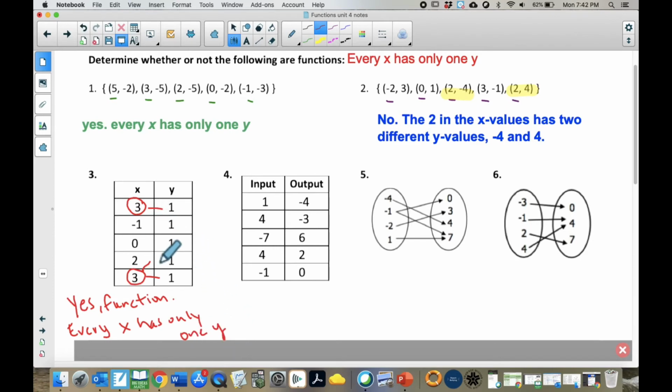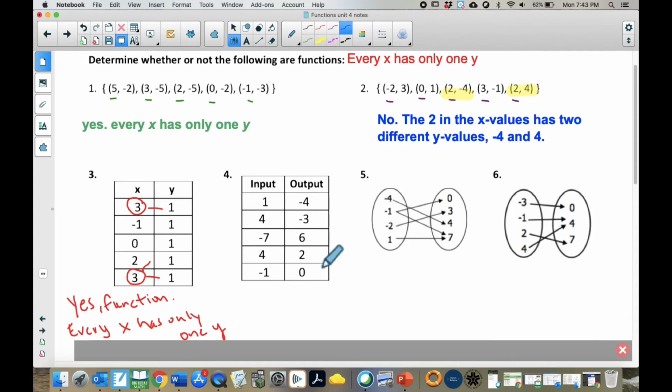Well, what about the 3? Well, it just has one. It has the number 1. This has number 1. This has number 1. The other ones that are in here are meant to throw you off. It doesn't matter. We're just paying attention to whichever x repeats over here. So even though the y's repeat, we don't care about that. We're looking at the x's only.